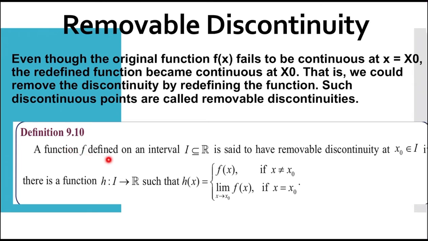A function f defined on an interval I, a subset of the real number line R, is said to have removable discontinuity at x naught if there is a function h from I to R such that h of x is equal to f of x if x is not equal to x naught, and h of x is equal to limit x tends to x naught f of x if x is equal to x naught. So we are redefining the function. We are altering the function f of x and defining another function h of x that is continuous.